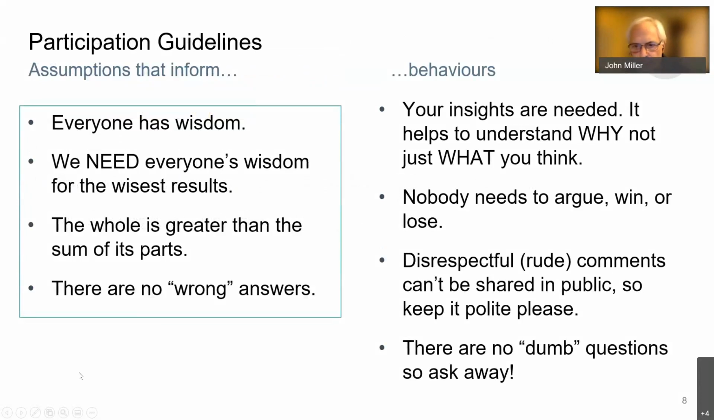So for this evening, I'd like to remind people that we're here because everyone has wisdom, and we need everyone's wisdom if we're going to produce the wisest results. That means don't censor yourself. If you've got half an idea, half a question, you put it out there and we tease out the answers and we explore it in a very open discussion. The whole is greater than the sum of its parts is another guiding principle for participation, which means we've all got a piece of the puzzle. And we don't have to win or lose on any of this. We'll build something larger together.